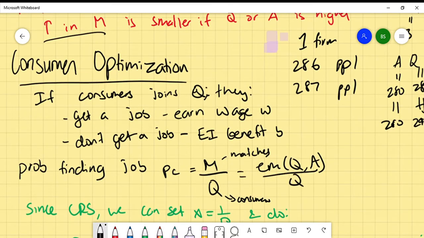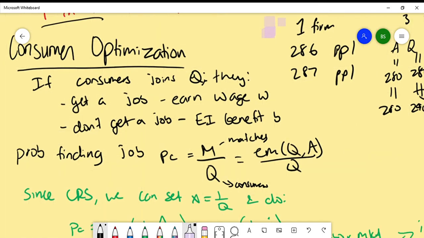So next we're going to look over the idea of consumer optimization. First of all, if consumers join the labor force, so if they become a part of Q, they have 2 options. They either get a job and earn a wage of W, or they don't get a job, but they get the EI benefits of B. Now the probability of finding a job for consumers, we're going to denote with the letter C. So it's PC equals the total number of matches over the total number of consumers.